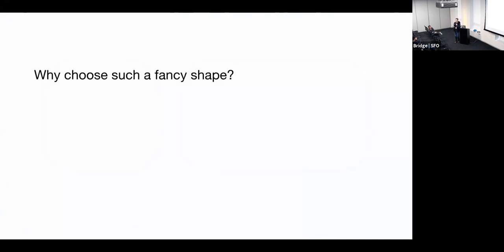So why bother with such a fancy shape? Why not just use the cube? And the answer is distortion. We get a lot of benefits from distortion.